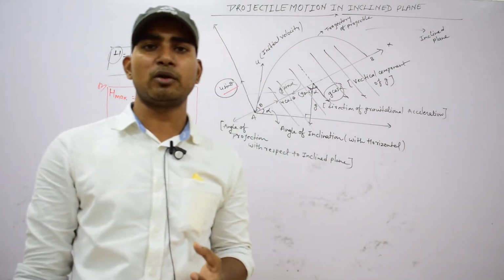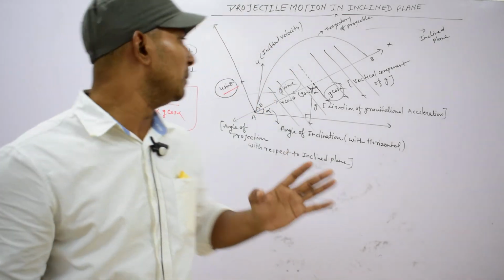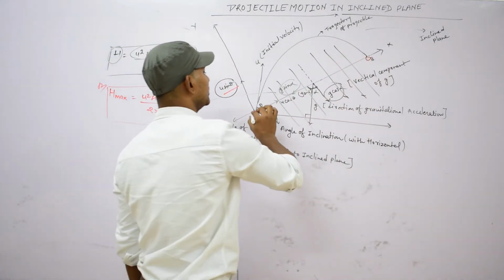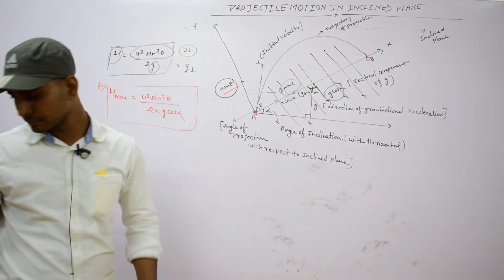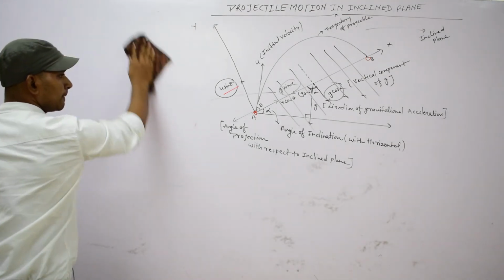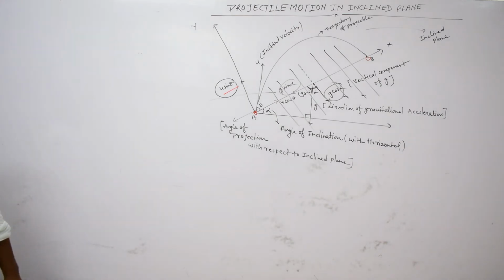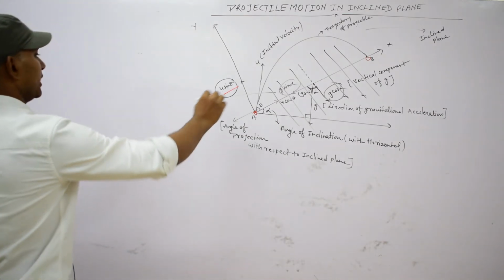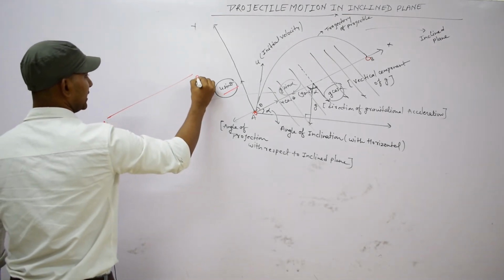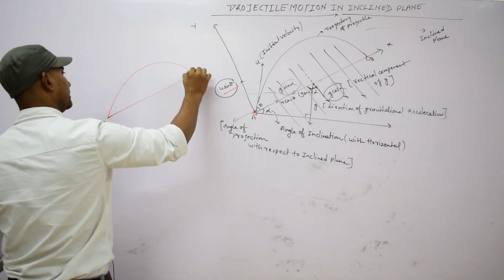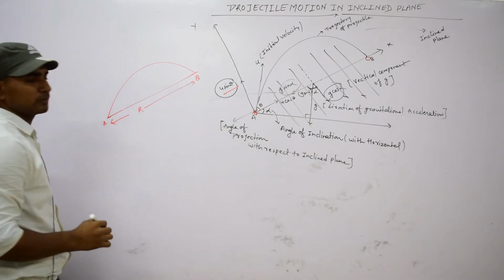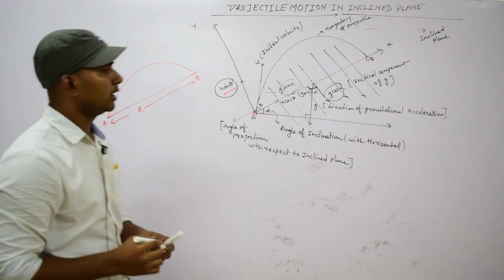This is a very important parameter, to find the range in the inclined plane. Means we need to find the distance between this point and this point. We need to find the horizontal distance between AB. So now see here. Okay, let's suppose this is our point A and this is our point B. Okay, and we need to find this particular range R. Okay, so two things are there.